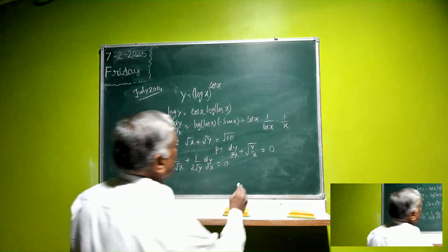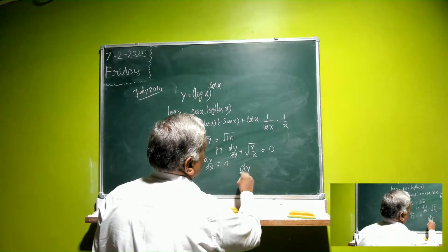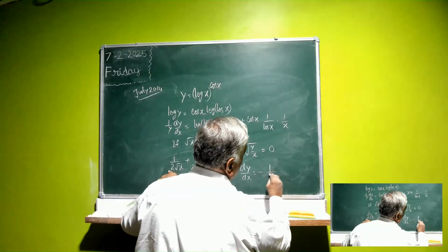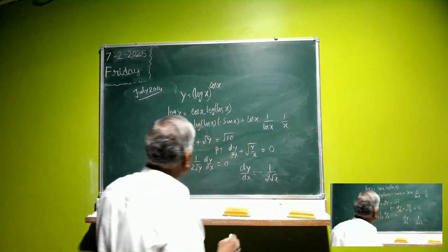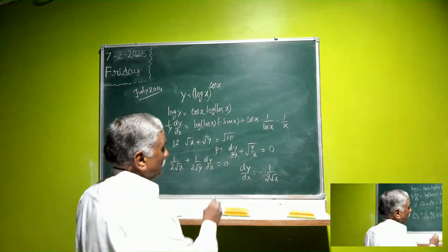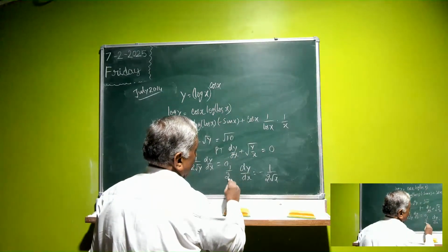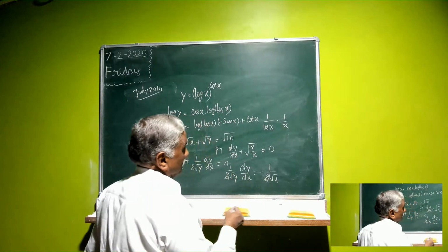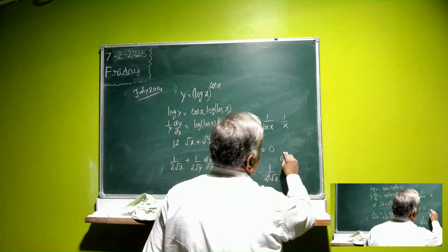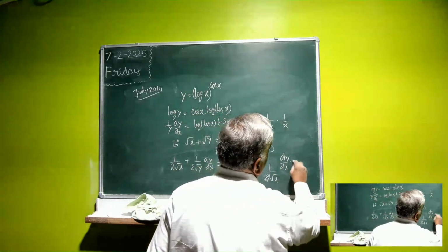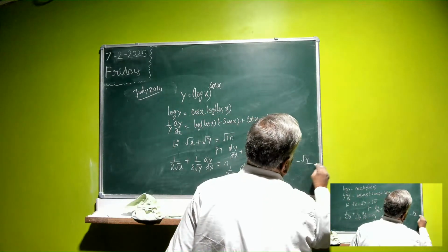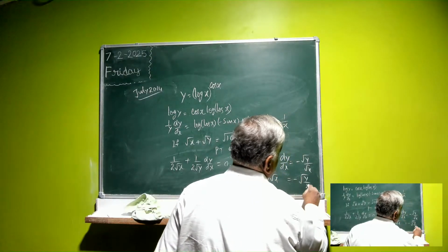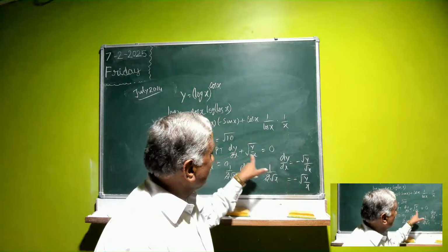So what is dy by dx? This minus 1 over 2 root x goes to that side, it becomes negative. You have got 1 over 2 root y here only. You can cancel 2 and 2. So what do you get? dy by dx is equal to minus of root y by root x, that is minus of y by x. So bring that minus here, we get a solution.